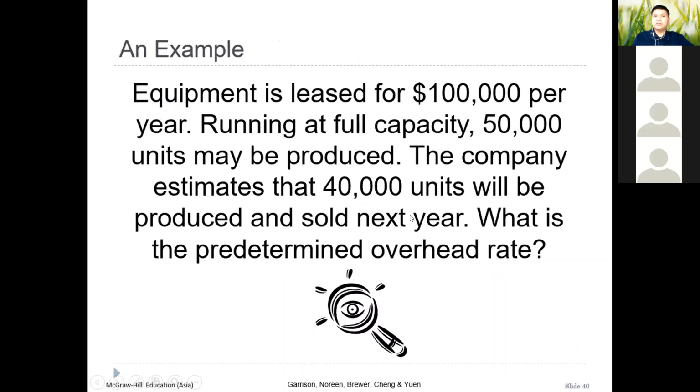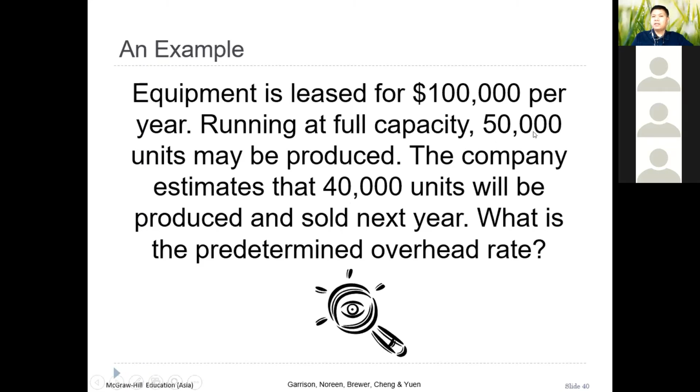Let's look at the difference. Example. The equipment is leased for 100,000 per year. That's your cost. Running at full capacity, 50,000 units may be produced. So that's 100,000 divided by 50,000. You will have $2. This one naman, the company estimates that 40,000 units will be produced. If I will use 40,000, that's 100,000 divided by 40,000. That will be 2.50. So they will give you a different rate.